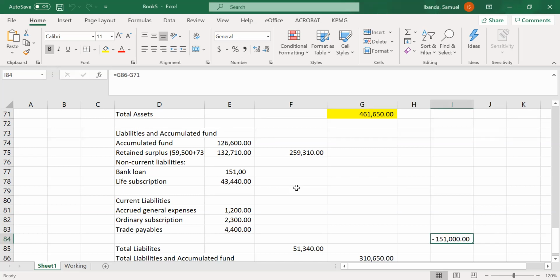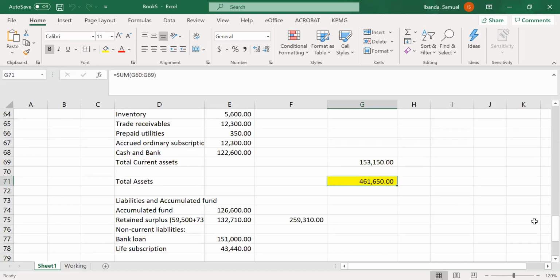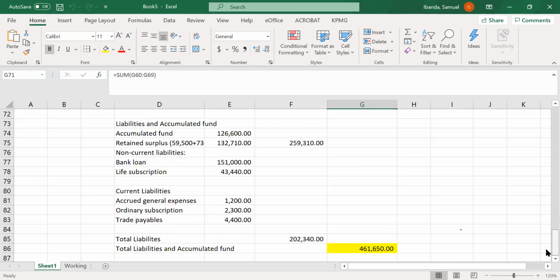So you get back to what we have. Right here, this is a bank loan. This thing is not being captured. So this is 151,000. It's being captured. So when you see, you realize that it is now balancing. This is 461,650. And this one is also 461,650. So we've been able to balance our balance sheet.